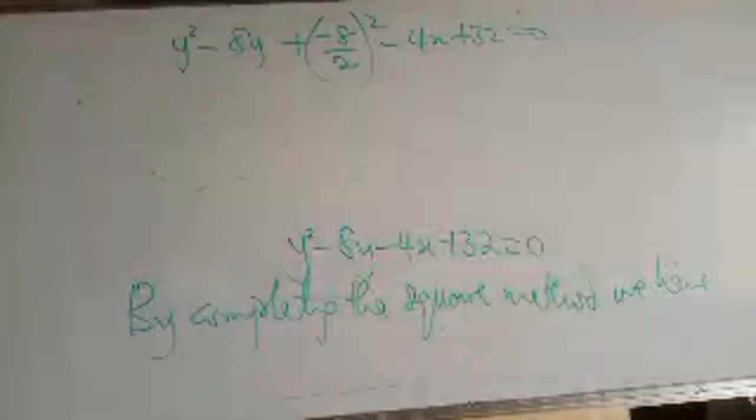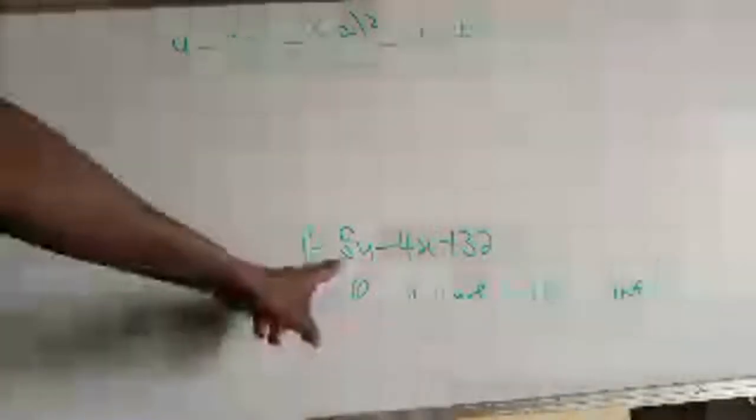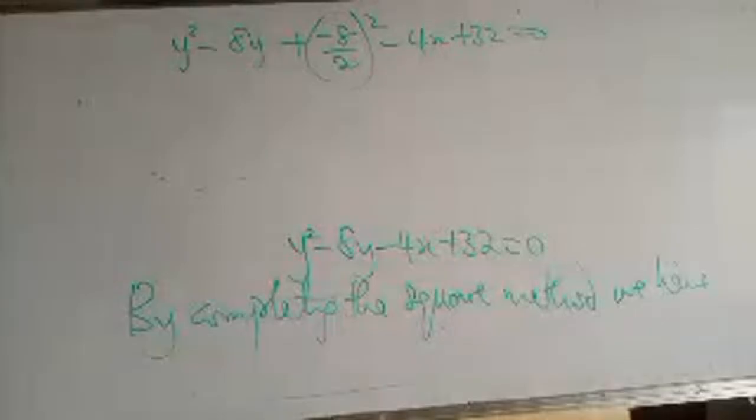Are we together here? You are wondering, what did I do? The coefficient of y here is minus 8. You divide it by 2. That's the way we do the complete square method. That's the way it has to be done. So that will be y squared minus 8y. Are we together?